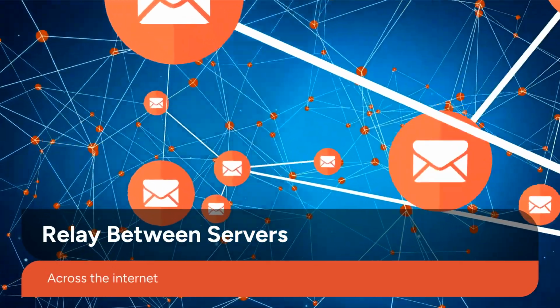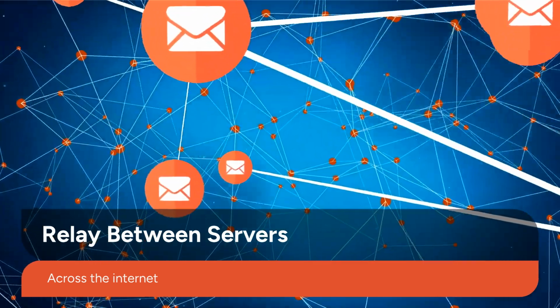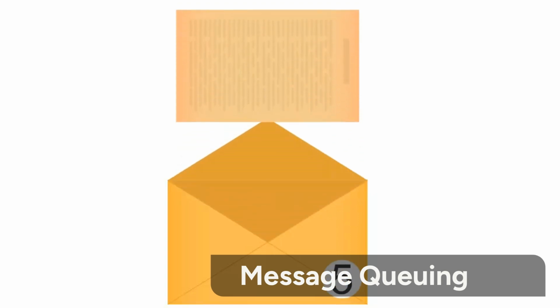Sometimes, the message may be relayed through multiple MTAs before reaching the final destination server, depending on the network path and configuration. If the recipient's server is temporarily unavailable, the sending server will queue the message and make periodic delivery attempts until successful, ensuring your email eventually reaches its destination.